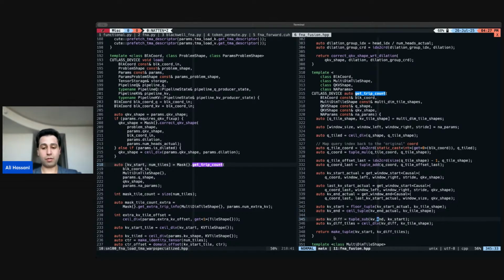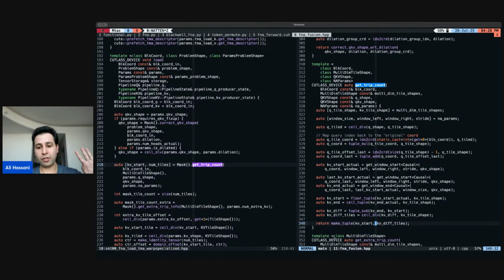And then you just subtract them, you take their difference, and that tells you exactly how many multidimensional tiles you're going to visit. So if you're doing a 3D problem, this is not going to be an integer, it's going to be a 2x4, let's say. You're going to start here and visit 2 tiles along the x-axis and 4 along the y-axis. So we basically just return these 2 things: where's the first query tile that you need to start, and how many tiles do you need to visit.